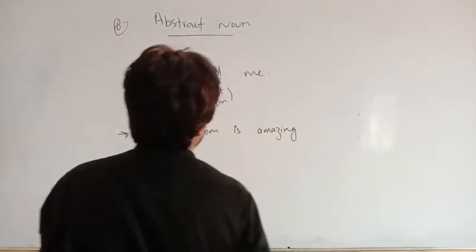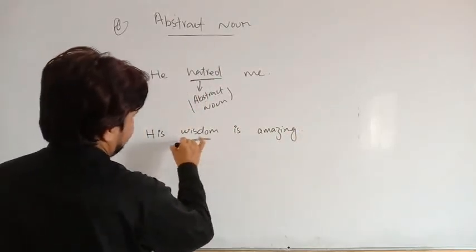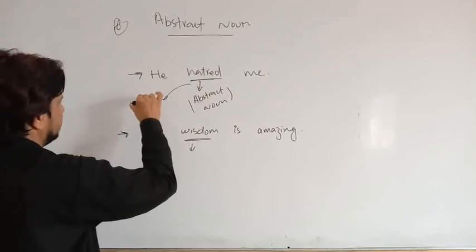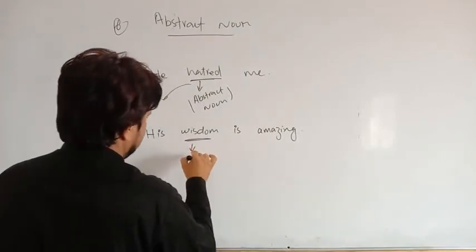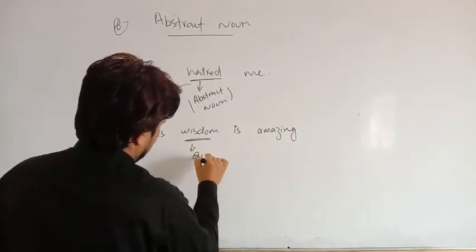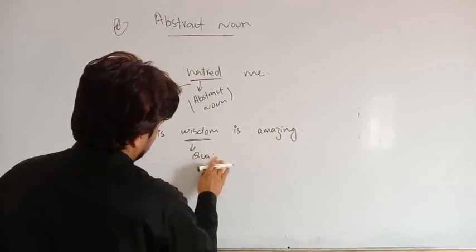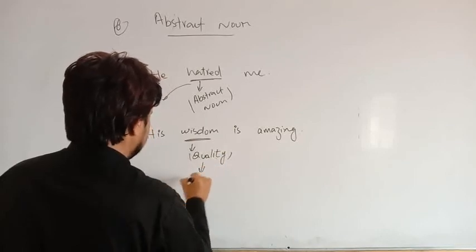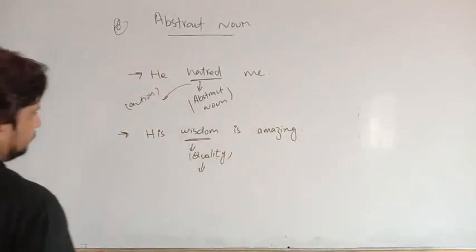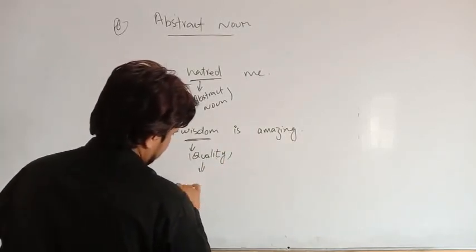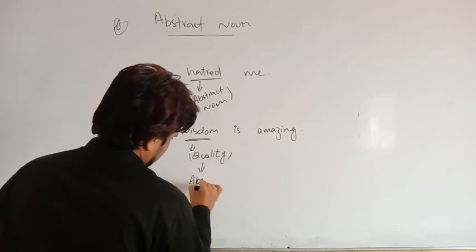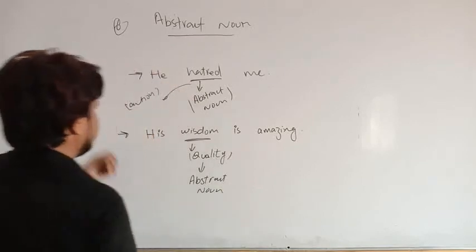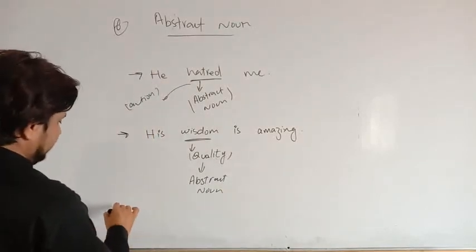His wisdom is amazing. So here wisdom is, what is it? It is quality, and quality is included in abstract noun. Here take another example.